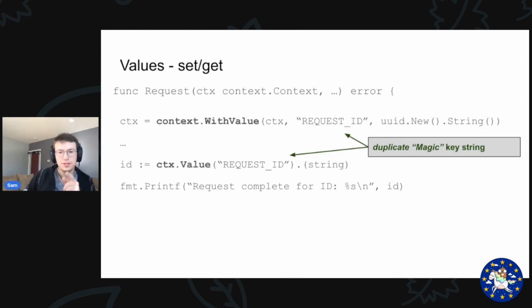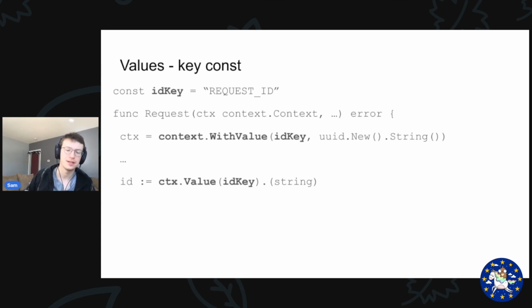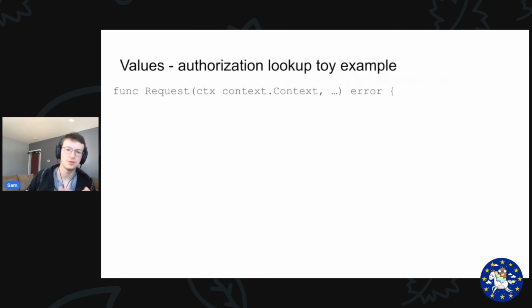One gross thing about this is we've got this duplicate magic string. This is a magic key that needs to be exact, and I copy paste this string around. So a common thing to do is, with your context keys, assign them to consts, maybe at the package level. So we can reuse ID key in both of these spots to set and get the value. We move it to a common const and it's reused.